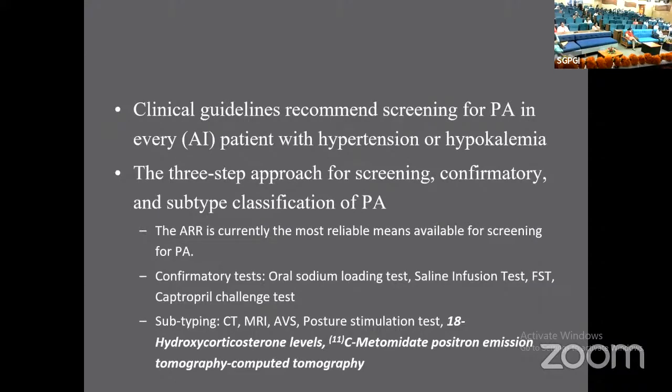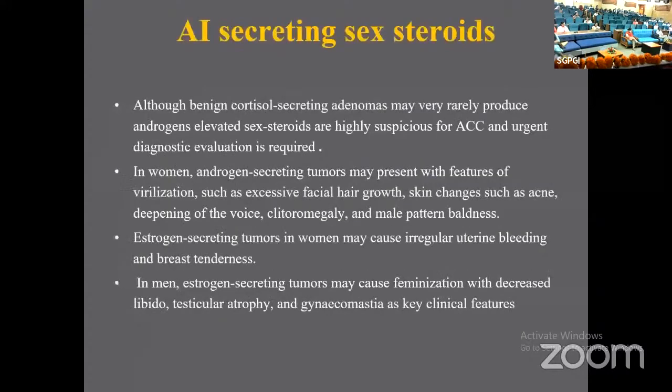But in patients who have a CT scan which is equivocal or shows a bilateral lesion, AVS or adrenal venous sampling is a very good investigation, though it requires a certain level of expertise and is done in specific major centers such as SGPGIMS. And of course, the new kid on the block is the metomidate positron emission computed CT scan, which is quite helpful in picking up unilateral or bilateral disease.